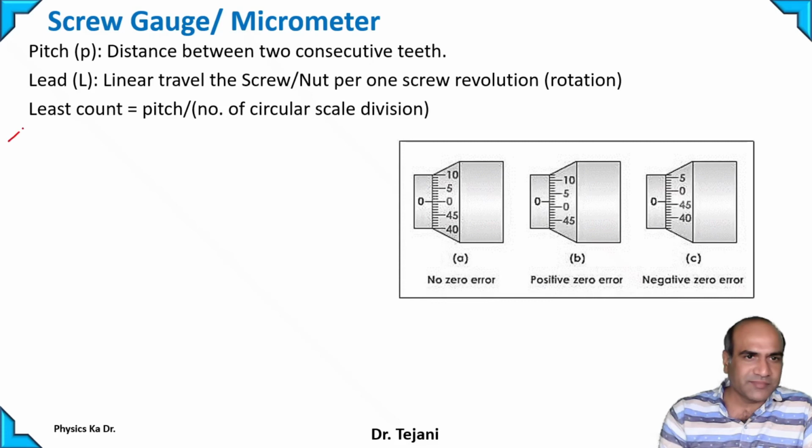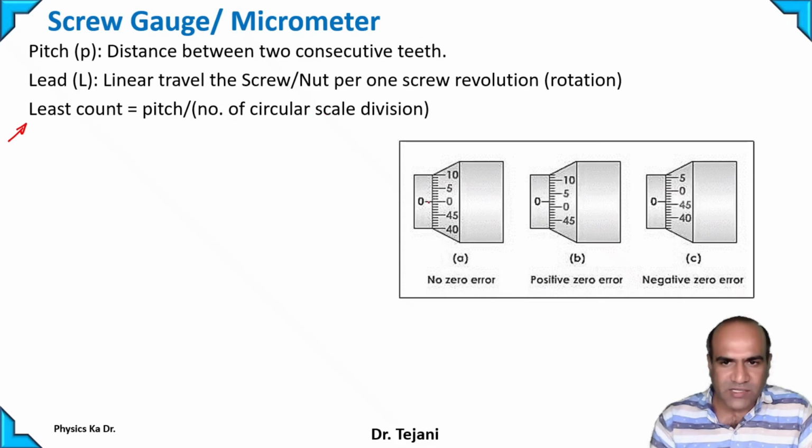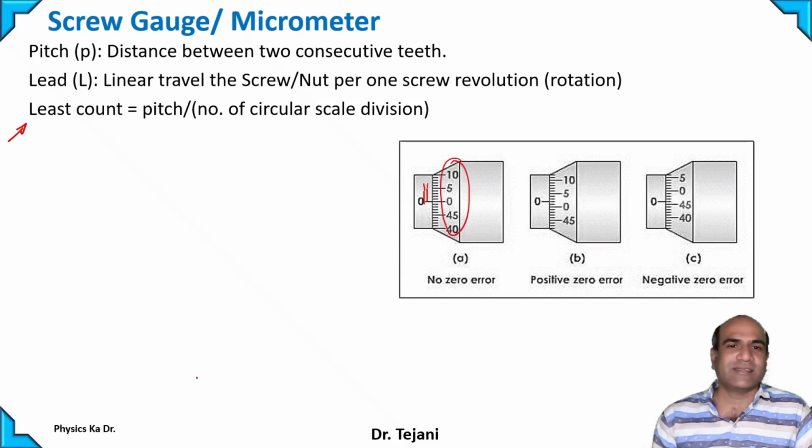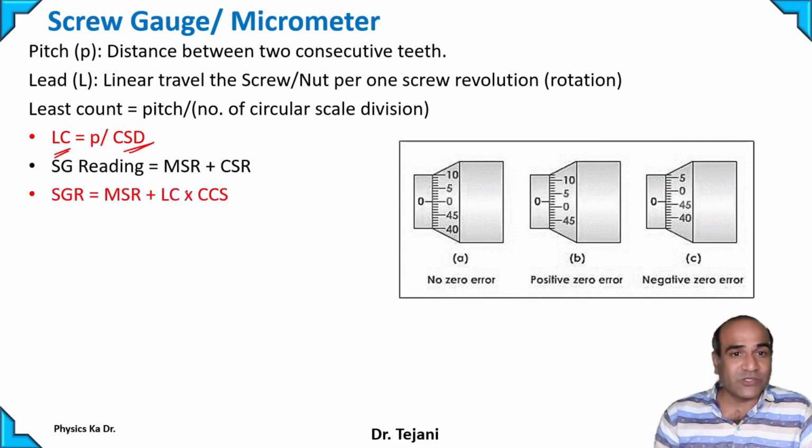The next is least count. We already saw pitch divided by the number of circular scale divisions. So the pitch is the minimum distance visible here, divided by the total number of divisions. Okay, great. Also, we can refer to least count as LC and circular scale division as CSD. It is good to refer to them like that.